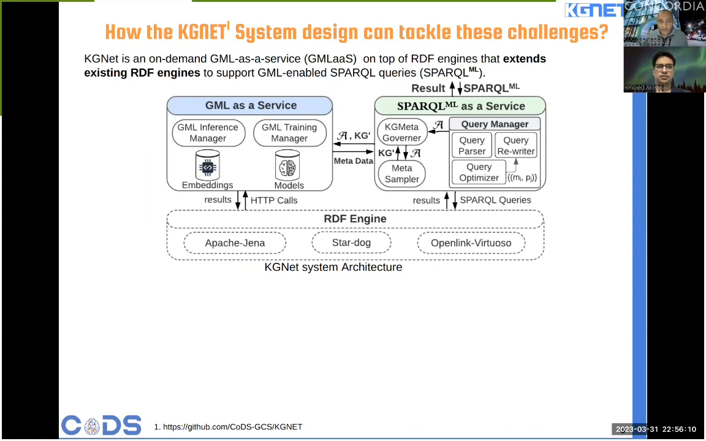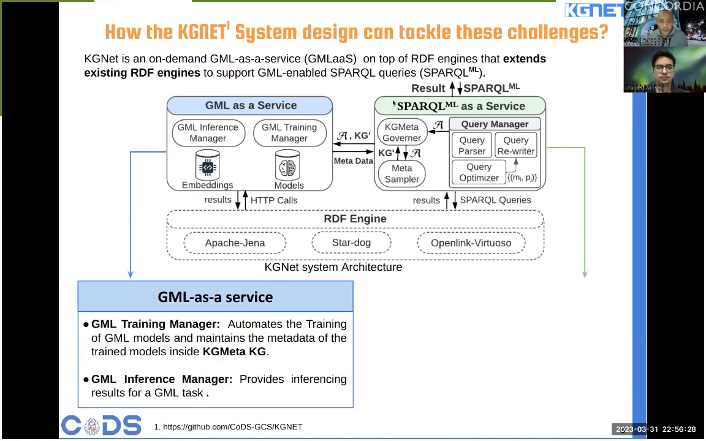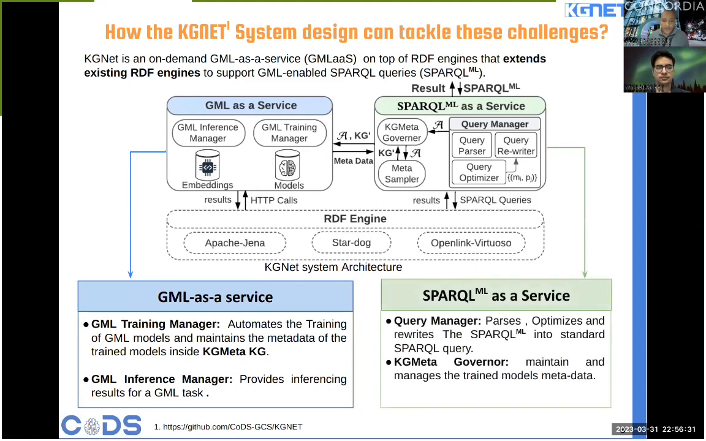Interesting. So, how can the KGNet system design tackle these challenges? As we see in the system architecture, KGNet is an on-demand graph machine learning as a service on top of the RDF engine that extends existing RDF engines to support graph machine learning SPARQL queries that we refer to as SPARQL ML. The graph machine learning as a service component automates the training of graph machine learning models. The SPARQL ML as a service component parses, optimizes, and rewrites the SPARQL ML queries into standard SPARQL queries, and maintains and manages the trained models' metadata.